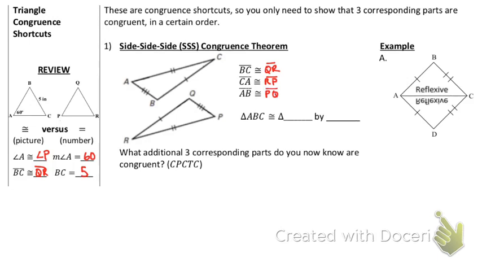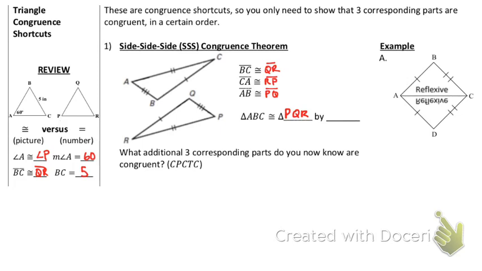Okay, because of that, we can now say triangle ABC is congruent to triangle, and make sure, again, we match. Who does A match with? So if we look, A matches with P. Who does B match with? If we look, B matches with Q. And last but not least, who does C match with? C matches with R.